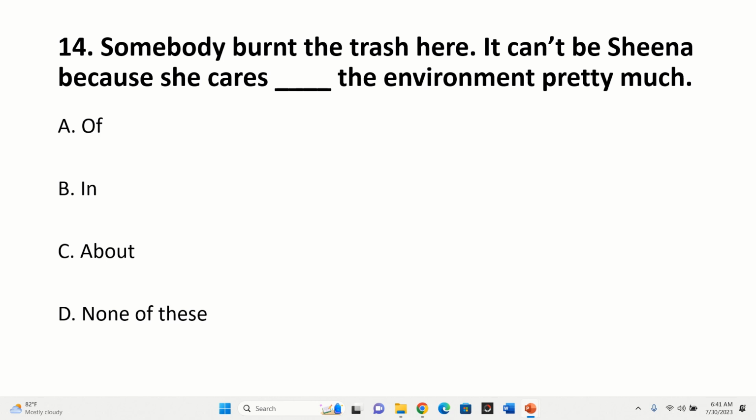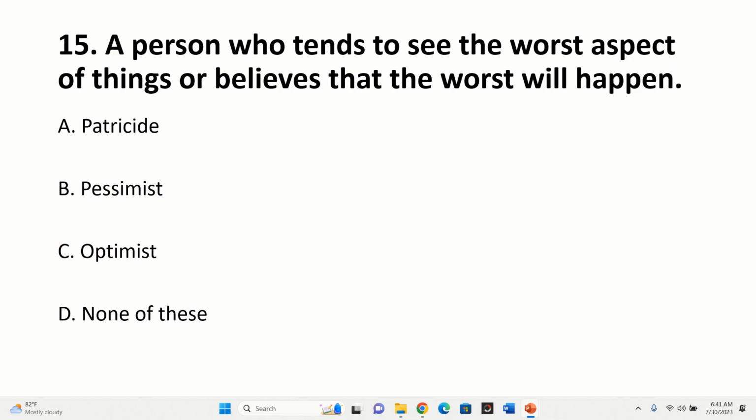Somebody burned the treasure. It can't be Sheena because she cares dash the environment pretty much. Right answer is C. About. A person who tends to see the worst aspect of things or believes that the worst will happen. Right answer is B. Pessimist.